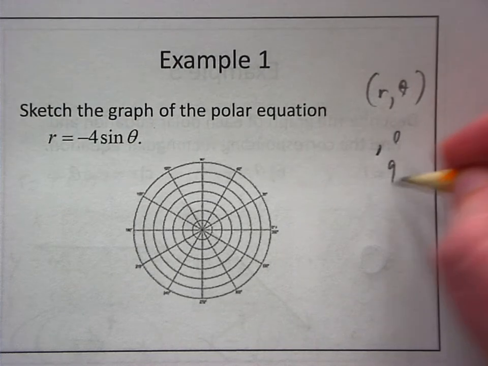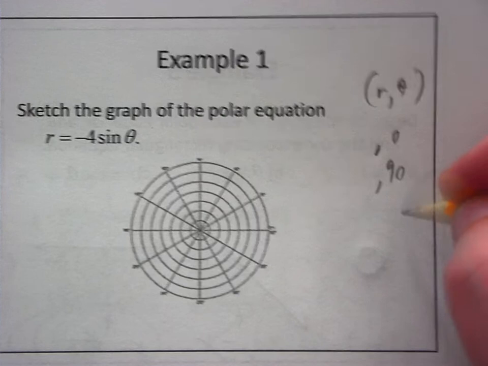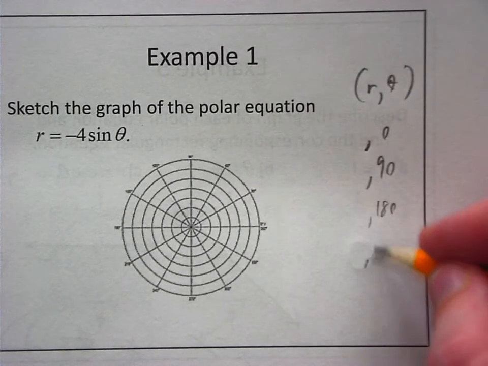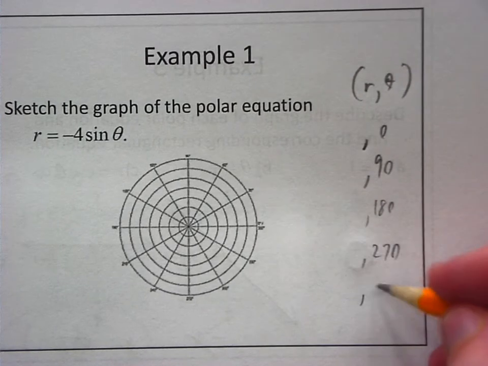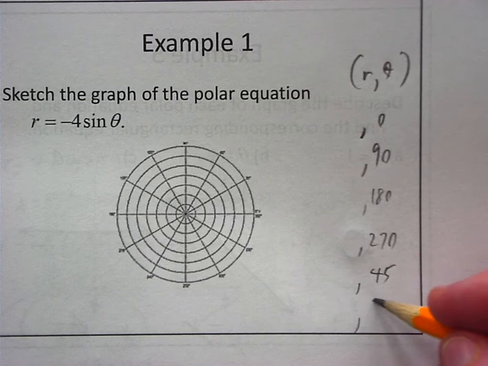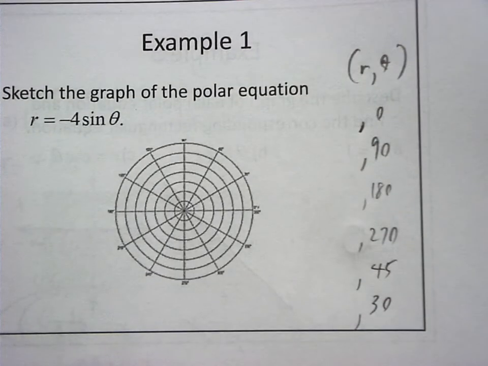Yeah, do 0, do 90. Well, 180 will be back to the same as that. That's all right. 270 if you want to do those. Then look at a couple more. Let's look at 45 degrees. Let's look at 30 degrees, something like that. You don't have to do a whole bunch, but just to get an idea of what this thing looks like.